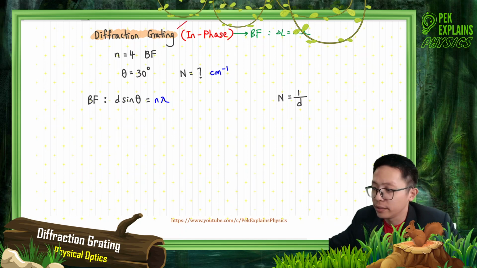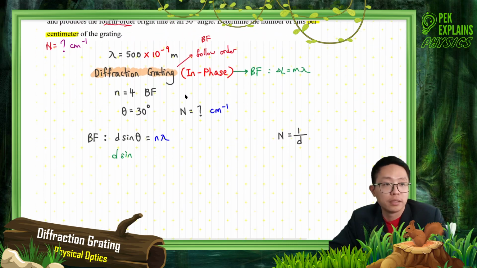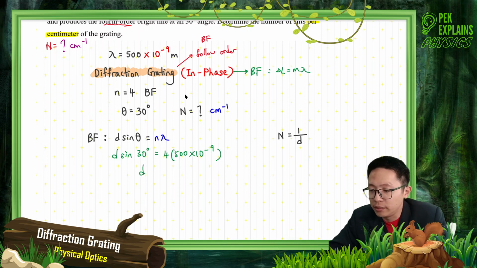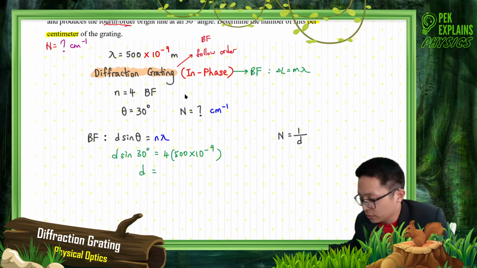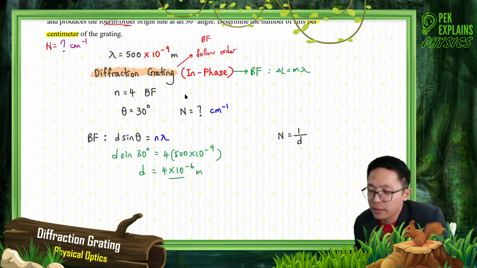So d sin theta, what is the theta? Theta is 30 degree. Remember, in degree, not radian. The order is 4. The wavelength is 500 nanometer, already in meter. So what is my d? I calculate that my d is equal to 4 exponent negative 6 meter. Okay, that's our d.